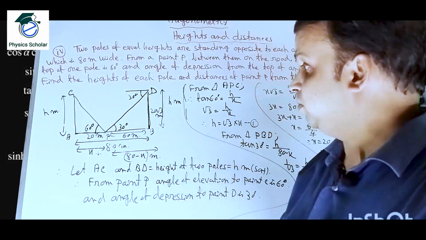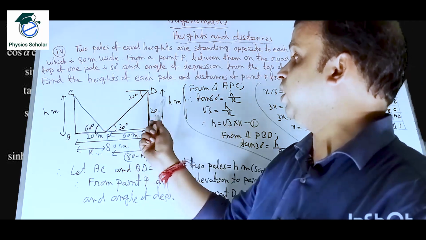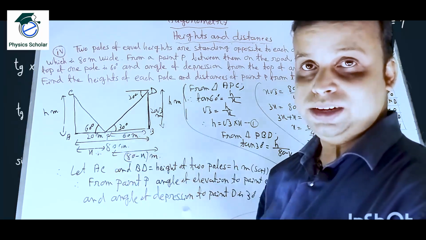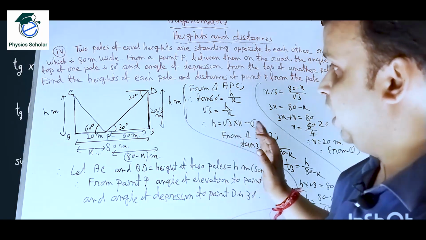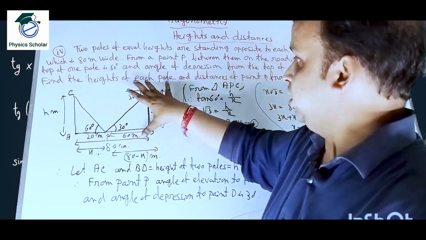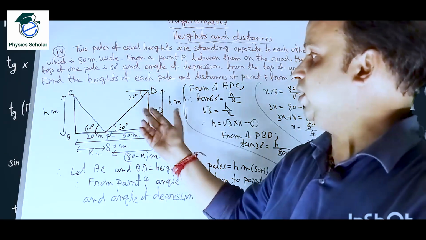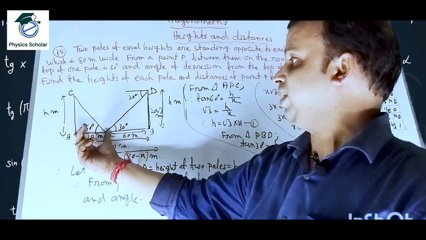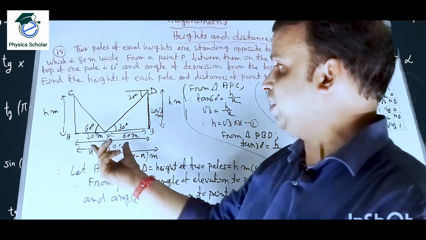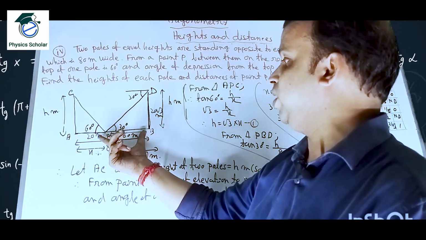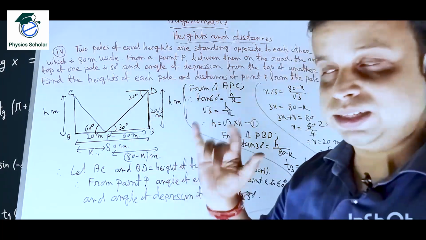Now we have to find the height of the tower and the position of point P. Okay. Now see, this is the tower. So in both cases the height is equal, so it is h. And suppose P is situated x meters apart from point A and 80 minus x meters apart from point B. Clear?